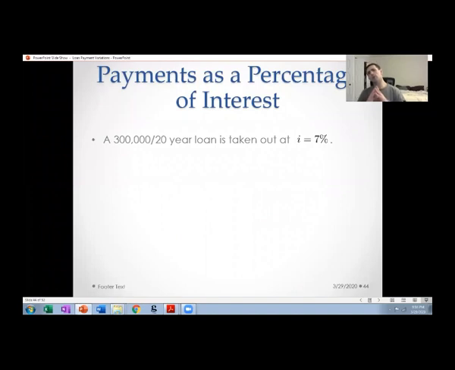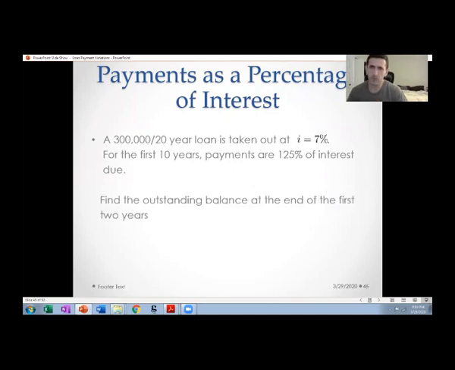So let's talk about another interesting situation, which is payments as a percentage of interest. So let's say we take out a $300,000 loan that's paid off over 20 years, 20 payments at the end of each year. Effective annual interest is 7%. For the first 10 years, payments are 125% of interest due. And we don't know what exactly occurs for the next 10 years.